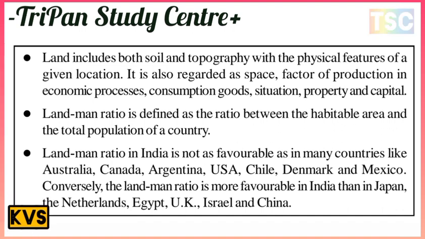Note down in your notebooks. There is an important point as a conclusion here. Land includes both soil and topography with the physical features of a given location. It is also regarded as a space, a factor of production in the economic process, and consumption of goods, situation, property, and capital. The land-man ratio is defined as the ratio between the habitable area and the total population of a country.